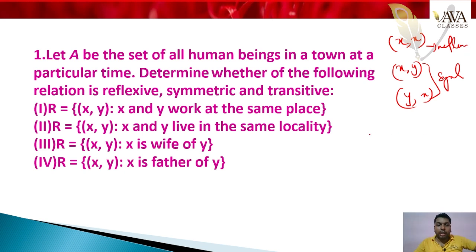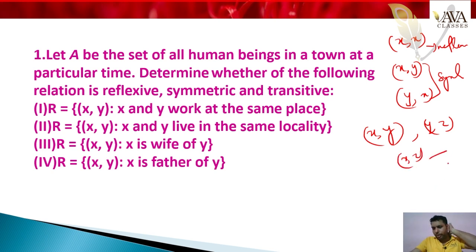Now, what if x and y live in the same locality, and y and z live in the same locality? Then x and z also live in the same locality. So it is transitive. So it is reflexive, symmetric, and transitive.